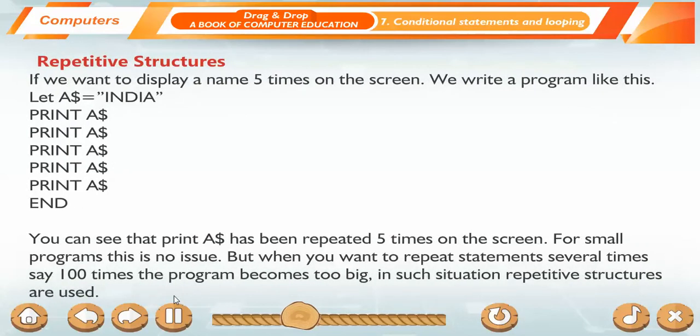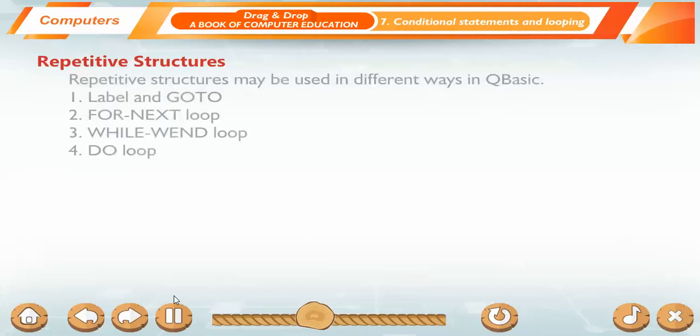Repetitive structures. If we want to display a name 5 times on the screen, we write a program like this. Let $A equal to "India". Print $A, print $A, print $A, print $A, print $A. End. You can see that print $A has been repeated 5 times on the screen. For small programs, this is no issue, but when you want to repeat statements several times, say 100 times, the program becomes too big. In such situations, repetitive structures are used.